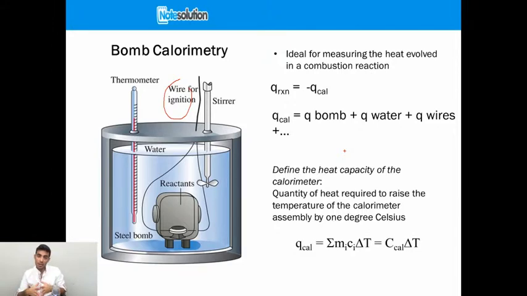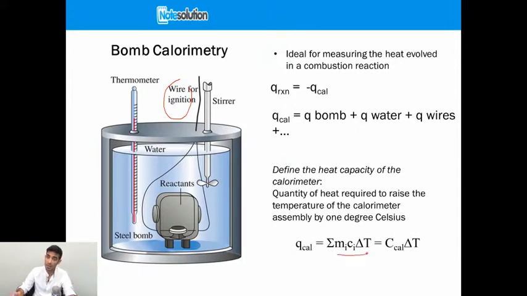Well, the amount of heat for a calorimeter is of course the addition of the heat of the bomb, the heat of water, the heat of wires, and all this. So everything that has to do with the calorimeter itself. And of course, we know the heat capacity of the calorimeter ahead of time. The heat capacity of a calorimeter is the quantity of heat required to raise the temperature of the calorimeter assembly by 1 degree Celsius. And this is the equation of it.